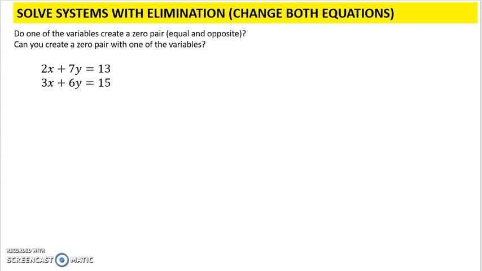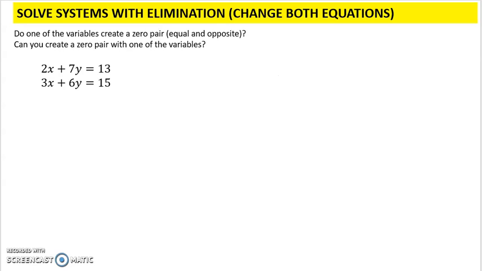So the first thing I ask myself is, do one of the variables already create a zero pair? If I look at my x's, I have 2x and 3x. That's not zero. I have 7y and 6y. That's not zero. Okay, so then I'm looking, can I easily multiply to create a zero pair? Well, 2 times something is not going to equal 3. 7 times something is not going to equal 6. Okay, so we have to do some work here to create the zero pair. Remember, zero pair means equal number but opposite signs.